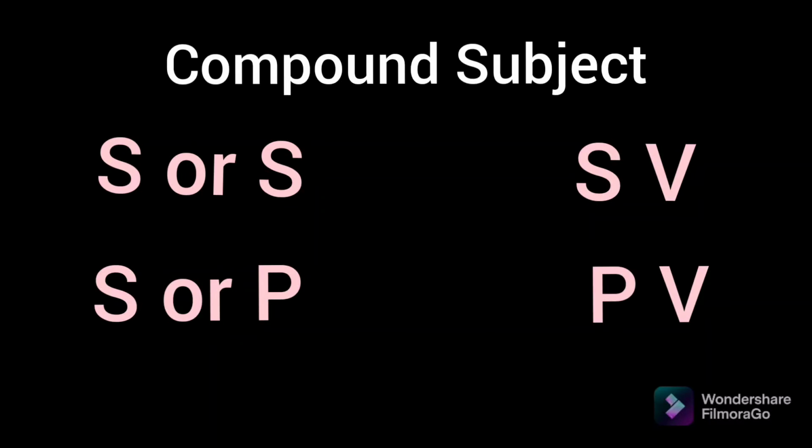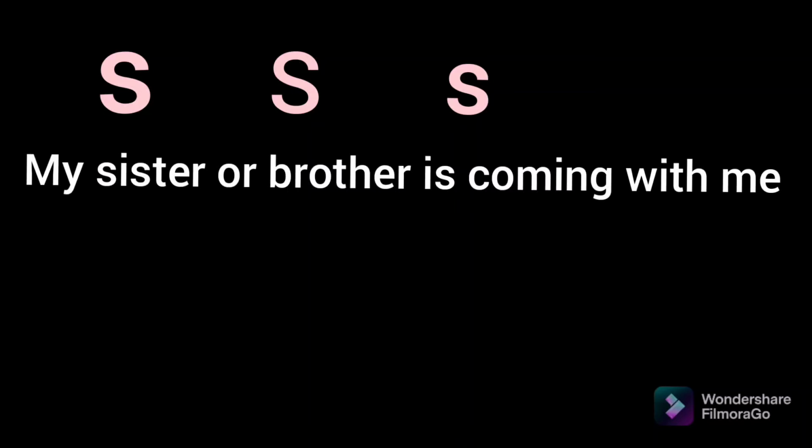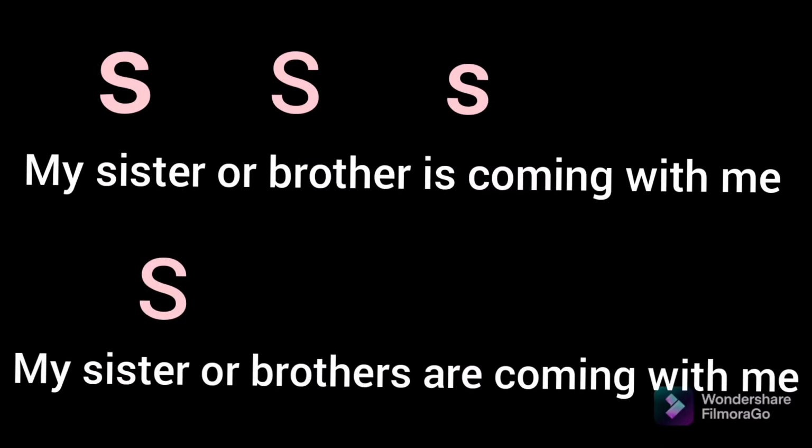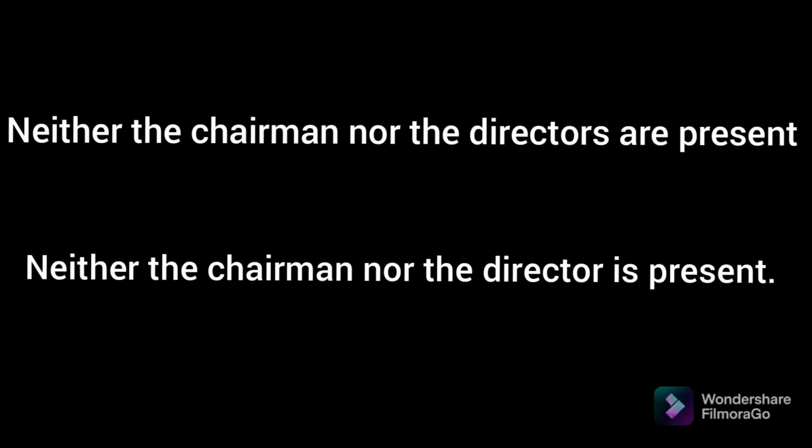Now let's talk about a compound subject joined by the conjunction or. If both the subjects are singular, then use a singular verb. But if one of them is plural, then you have to use a plural verb. Let's see some examples. My sister or brother is coming with me. My sister or brothers are coming with me. Neither the chairman nor the directors are present. Neither the chairman nor the director is present.